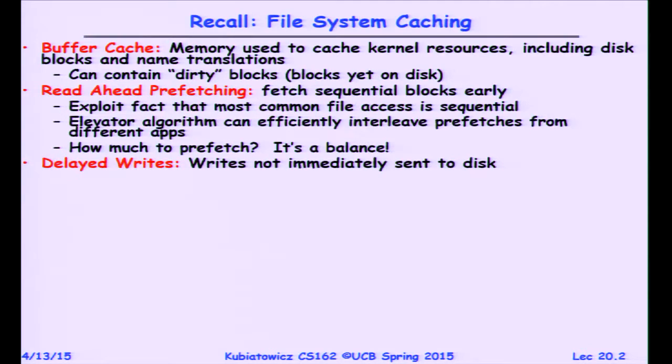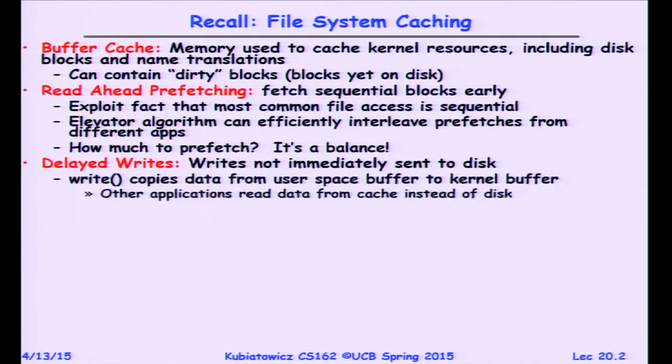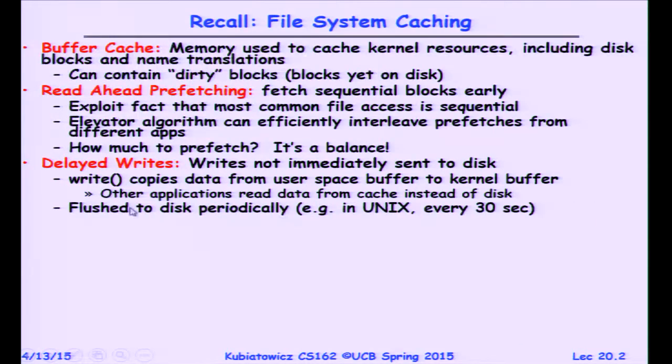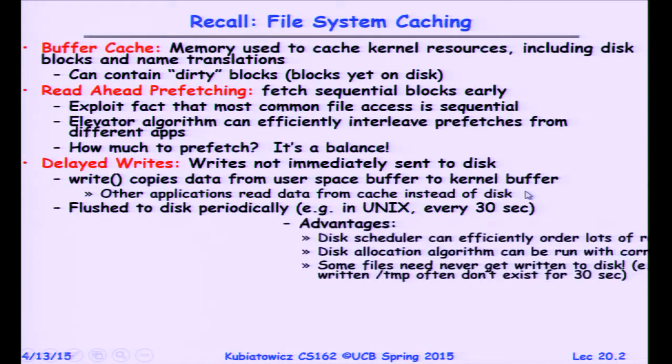We also finally talked about delayed writes. So when you write into the buffer cache, it doesn't go to disk right away. The write system call actually copies data from user space into the kernel buffer, the buffer cache, and of course, for consistency reasons, other applications read from the cache instead of from the disk, so they get the most up-to-date copy, but it's not on disk right away, so it's flushed to disk periodically. There's various versions of Unix that do it every 30 seconds. You can kind of change that.